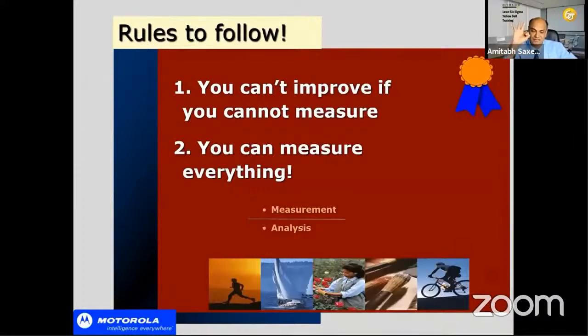Please remember 3 rules. What are the 3 rules? You can't improve if you cannot measure. Second is, you can measure everything. And the third rule is, if you think something cannot be measured, go back to rule number 2. That means you can measure everything. Okay, jokes apart, the third rule is, if you think something cannot be measured, probably it is attribute data.